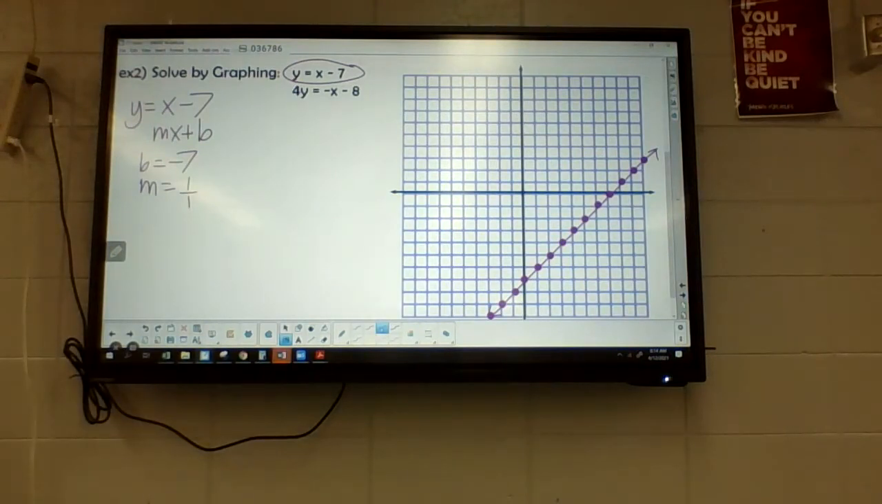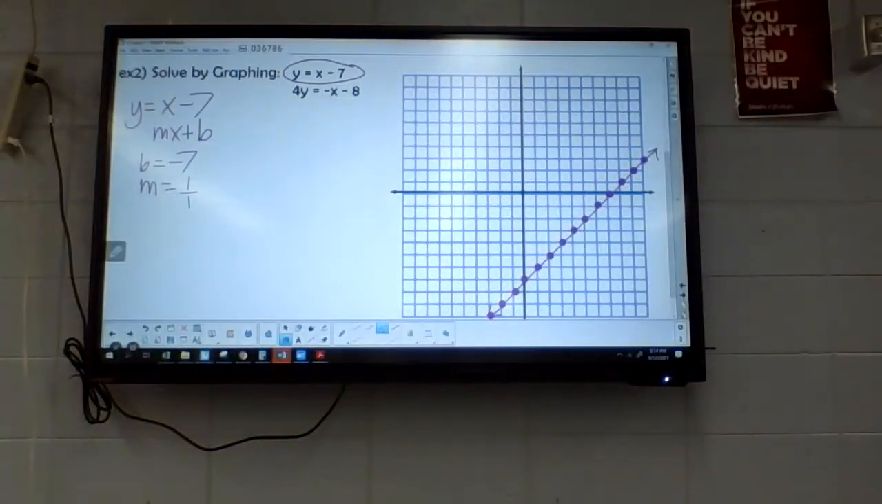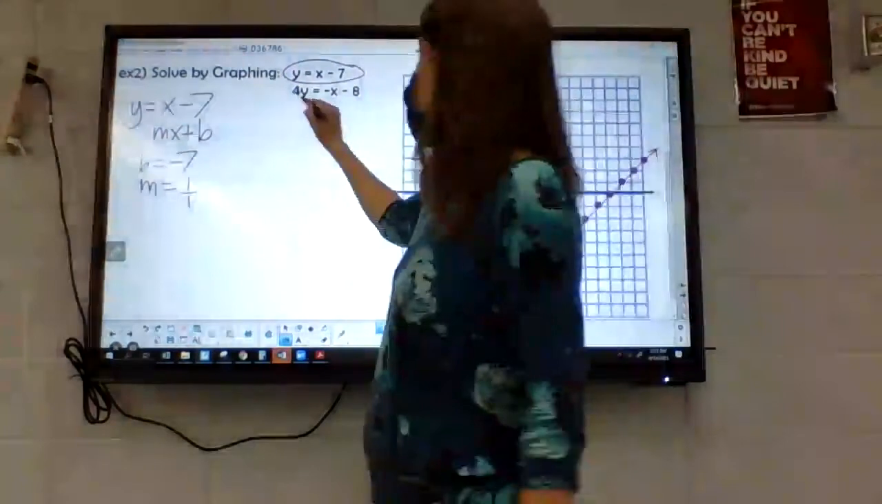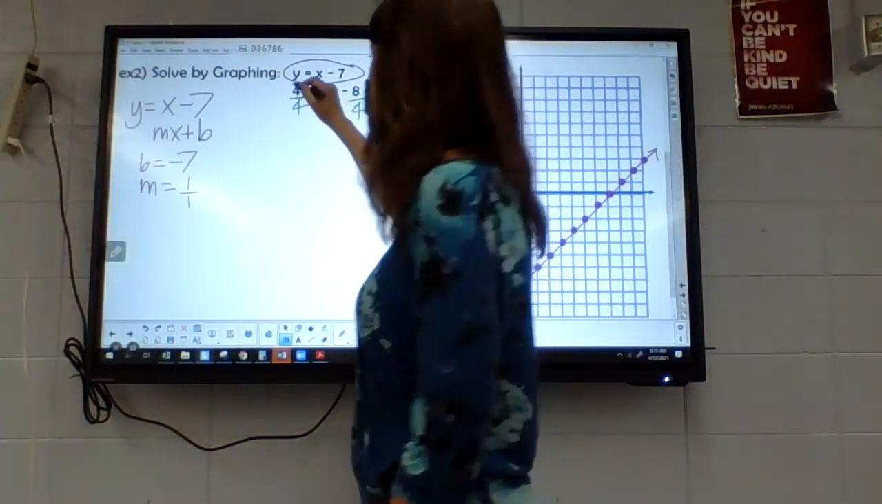Now our next equation is more like our warm-up question, where we have to get this in slope-intercept form first. So what are we going to do? Get that y alone. Divide by 4. Very good. Divide everything by 4.